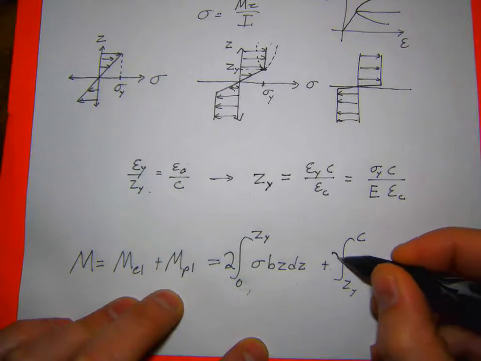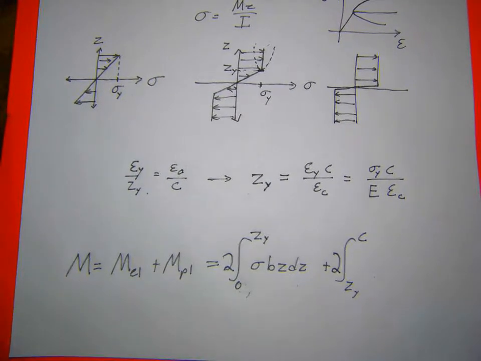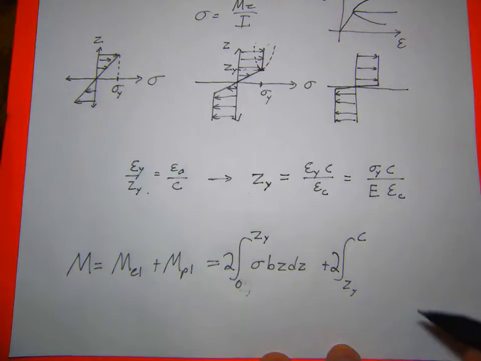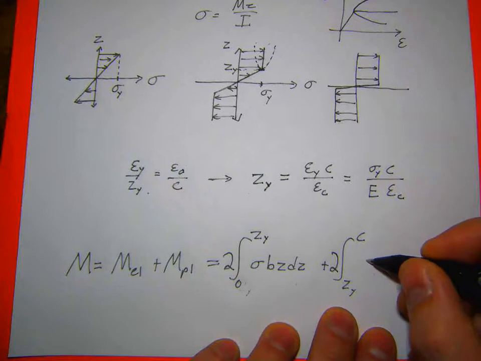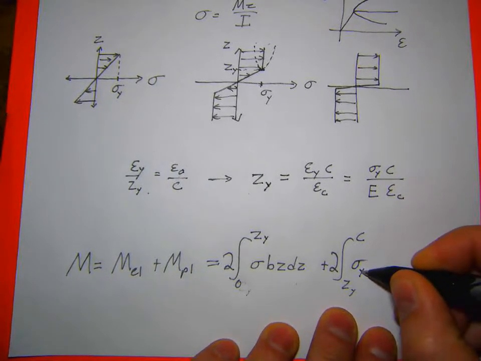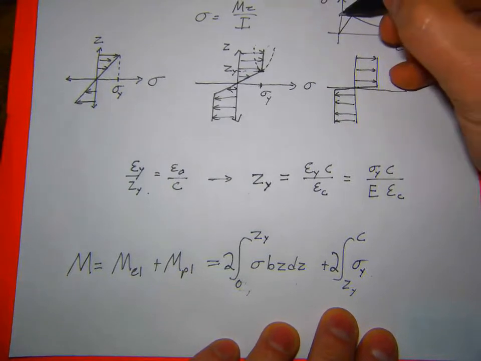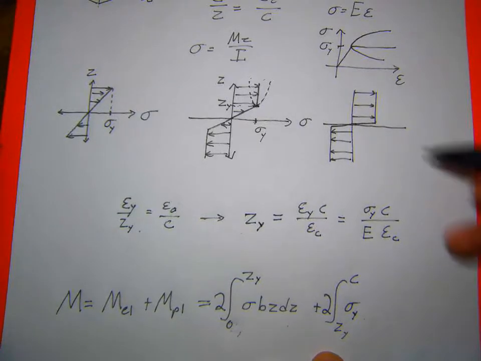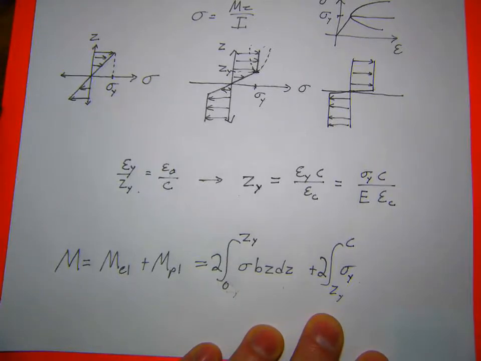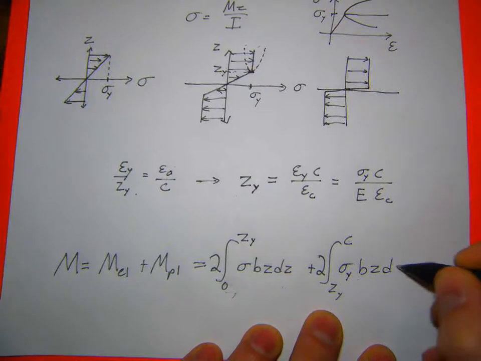My sigma, I'm just going to have my yield strength. If I'm assuming an elastic, perfectly plastic material, then I just stay at that sigma yield. I just stay at some yield strength and I plateau. So then this is sigma yield. And so this stress I can still relate to my strain axially, or my strain elastically, in the same way that I did before.